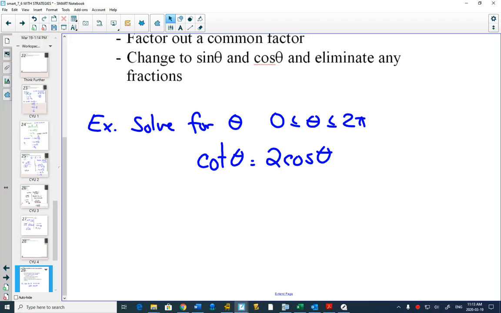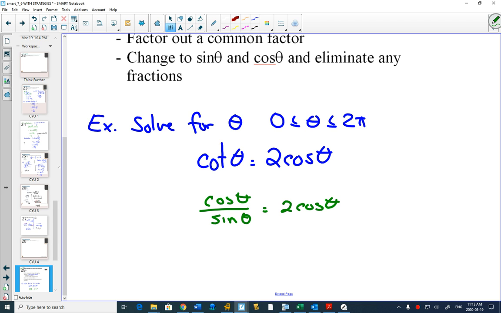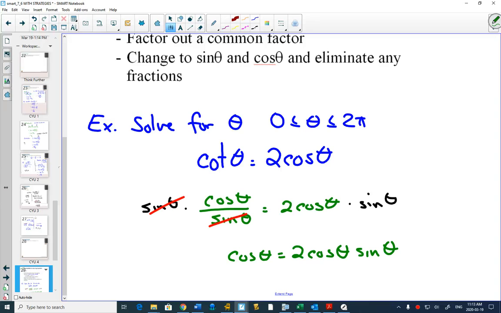I can change cotangent to be cos theta over sine theta. And since this is a solve equation, we can work on both sides of the equation. Once you've changed it to sine and cos, how would I eliminate any fractions? Well, I could multiply both sides by sine theta. That'll cancel things out here. And now we've gotten rid of fractions.